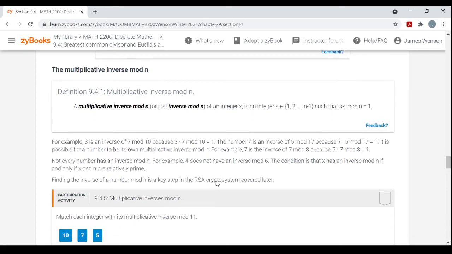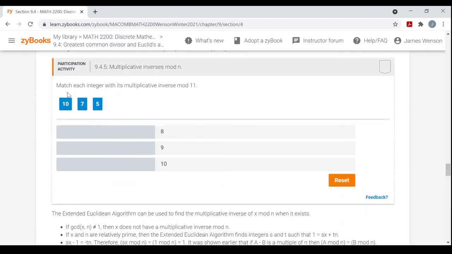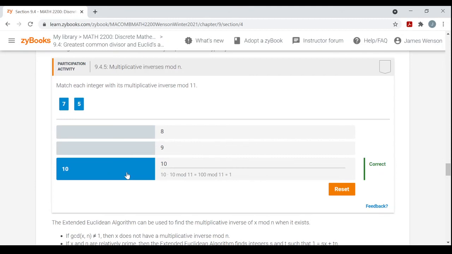All right. So some examples down here, matching each integer with its multiplicative inverse, mod 11. So 10 times 8 is 80, which mod 11 would be 3. So 10 and 8 are not inverses, mod 11. 10 times 9 is 90, which mod 11 would be 2, not 1. It's 10 and 10, right? 10 times 10 is 100, which mod 11 is 1, right? 99, a multiple of 11, plus 1.